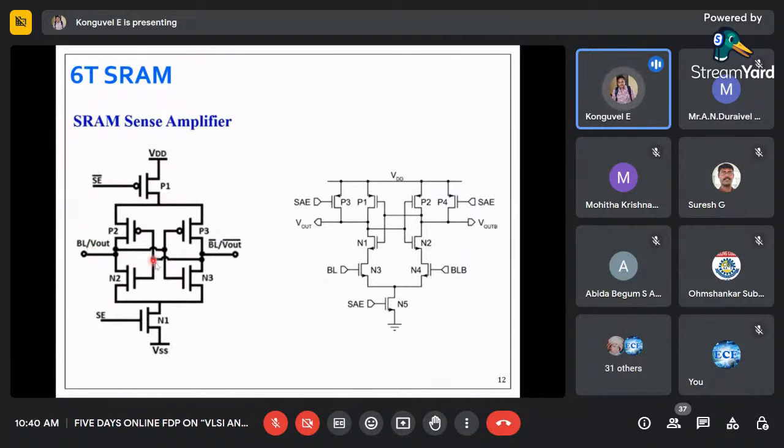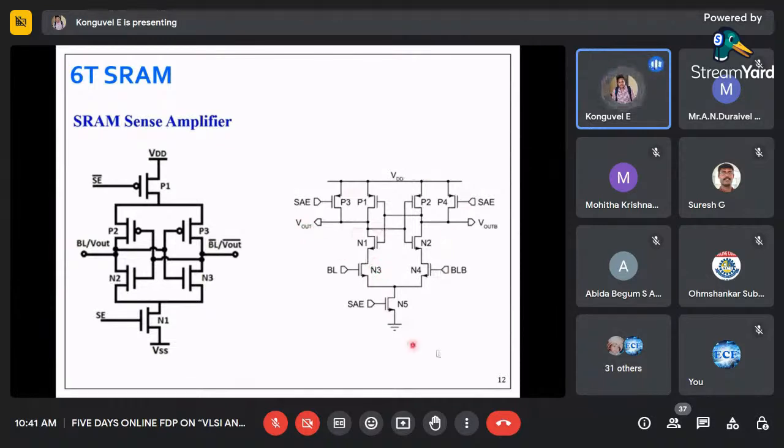After applying the bit lines to the sense amplifier, this is another topology. Since we are talking about the static design, we have an advantage: we can take the output according to our consideration. If we need to take V out, we can take it. If we need to take V out bar, we can take that. That is the advantage of using these kinds of static circuits.